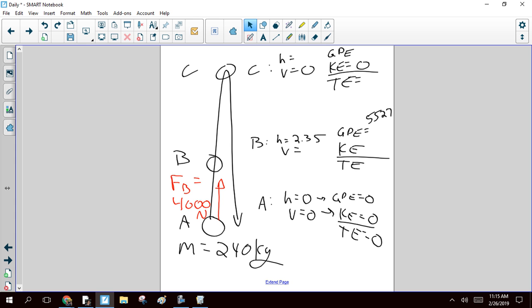Follow? All right, so now we got to solve this thing. So there are two questions. The first part wants to know the velocity here when he lets go of it. The next part wants to know the height here at point C. But we're kind of stuck, right?